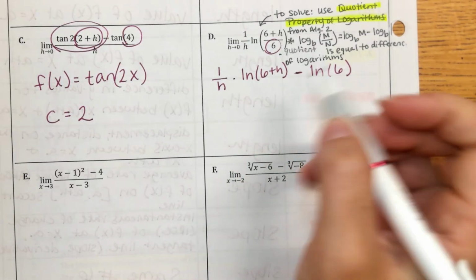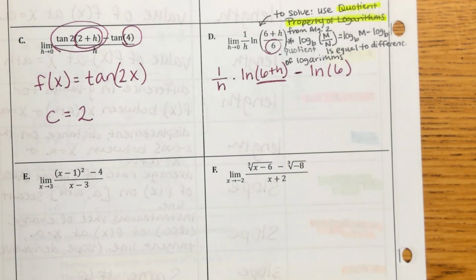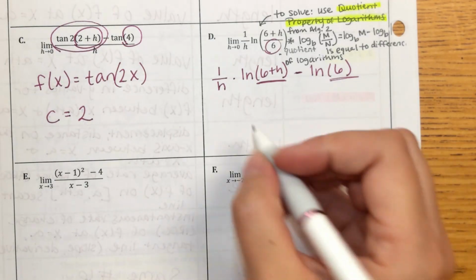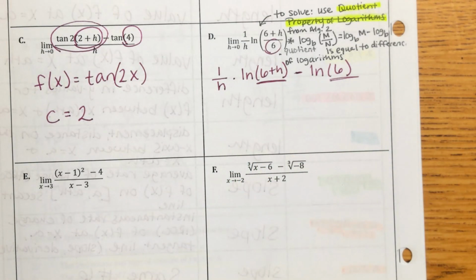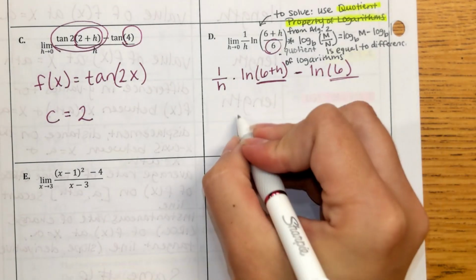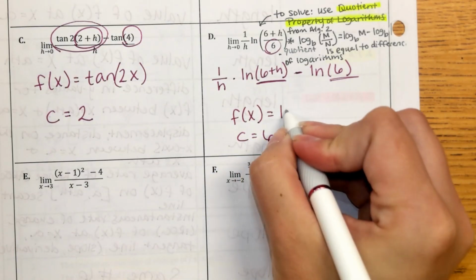Okay, so now we can look at our a plus h and our a here. So what do we think is our value for x? 6. Okay, and what do we think is our function? That's correct.